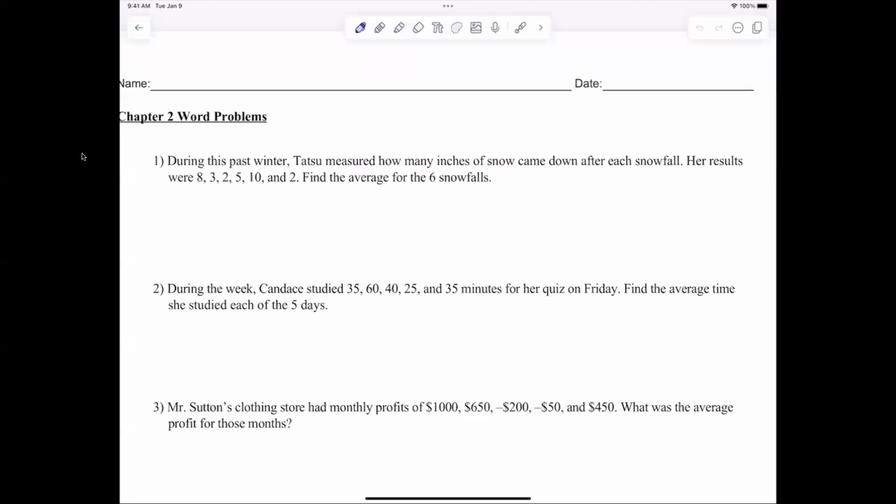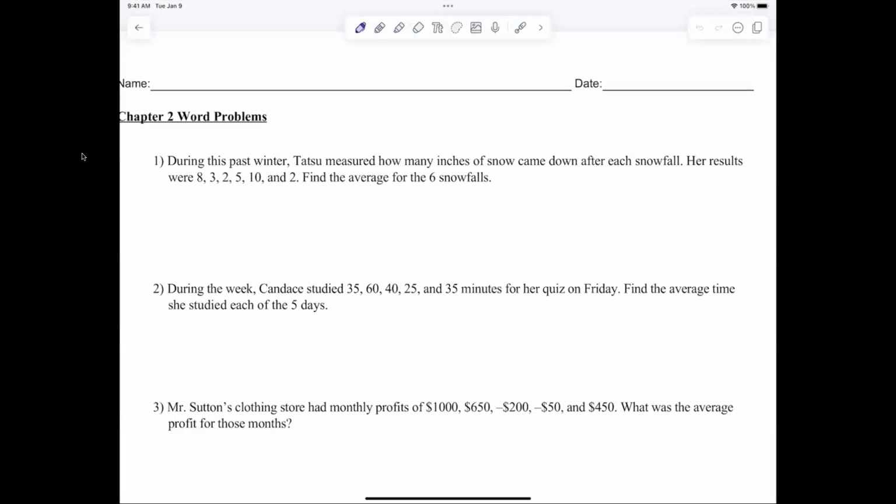So from now on, listen, if you go to your history class and they say you have an 85 average, that means they've taken your test grades, they added up the test grades, and then they divided by the number of tests you've had. That's how you figure out your average. All right. So right now we're just working on this.